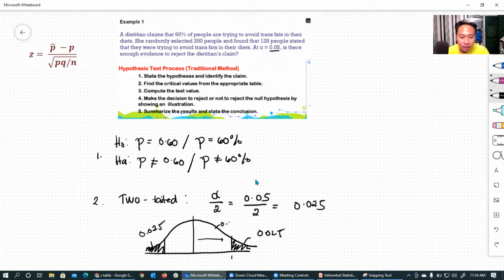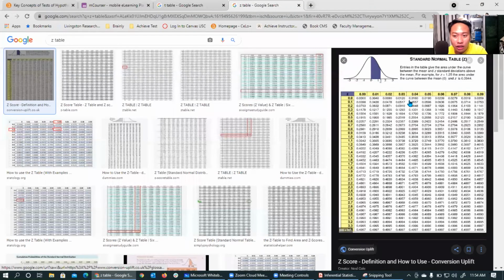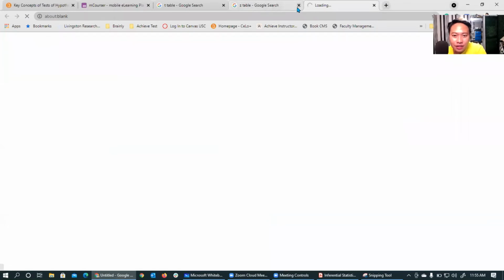This is 0.475. So we're going to look for this area in the Z table, and whatever Z score corresponds to it is the critical value.